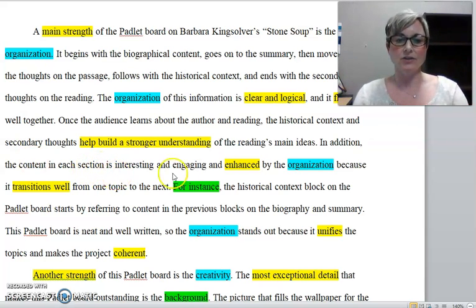The content in each section is interesting and engaging and enhanced by the organization because it transitions well from one topic to the next. For instance, so they're going to describe this claim, the historical context block on the Padlet board starts by referring to the content in the previous block on the biography and summary. This Padlet board is neat and well written, so the organization stands out because it unifies the topics and makes the project coherent. Again, just reiterating what we were talking about, the organization, and some positive verbiage there to show that it was a strength.